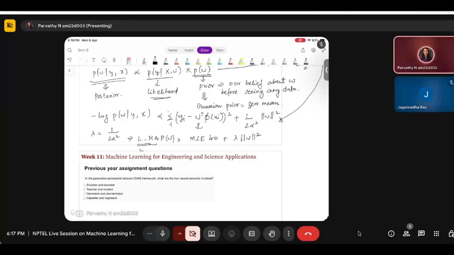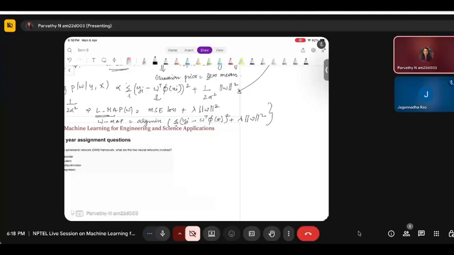Then when we minimize this, we get W as the argmin of sigma over i of (yi minus W transpose phi of xi) the whole square plus lambda times norm of W square. So this is called ridge regression. This is the way of regularization. It will help with overfitting.